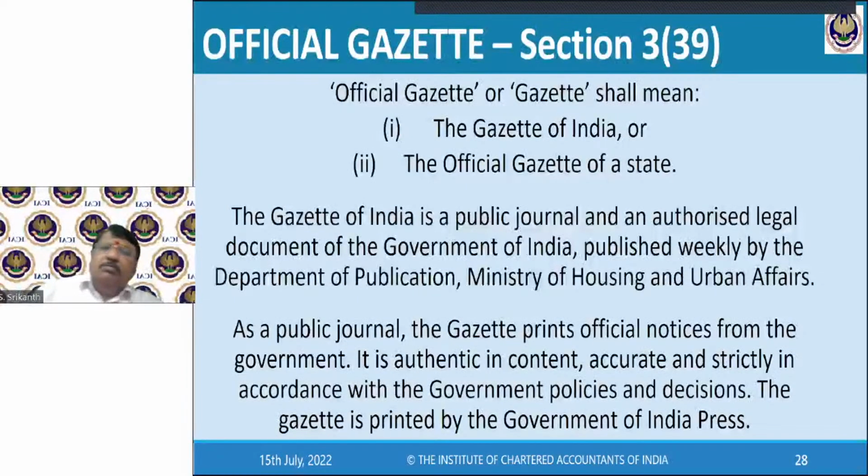The Gazette of India is a public journal and an authorized legal document published weekly by the Department of Publication, Ministry of Housing and Urban Affairs. I don't know why Ministry of Housing and Urban Affairs. Anyway, as a public journal, the Gazette prints official notices from the government. It is authentic in content, accurate and strictly in accordance with government policies. You can also give notices for the Official Gazette. You should ensure that it reaches before publication, otherwise it will go next week.